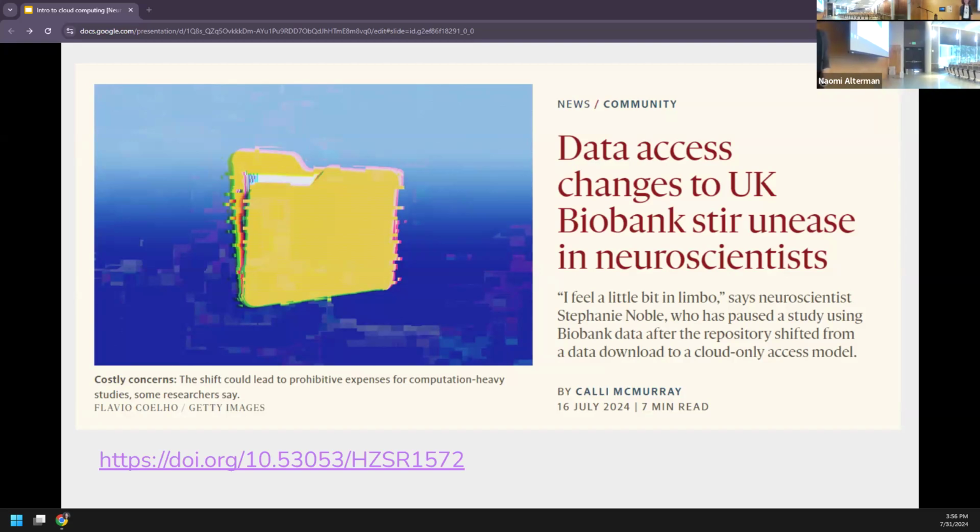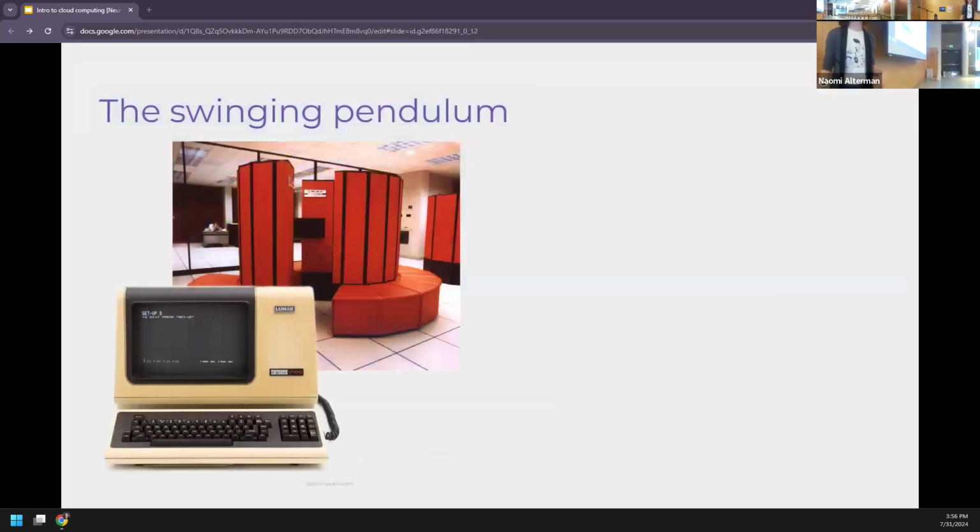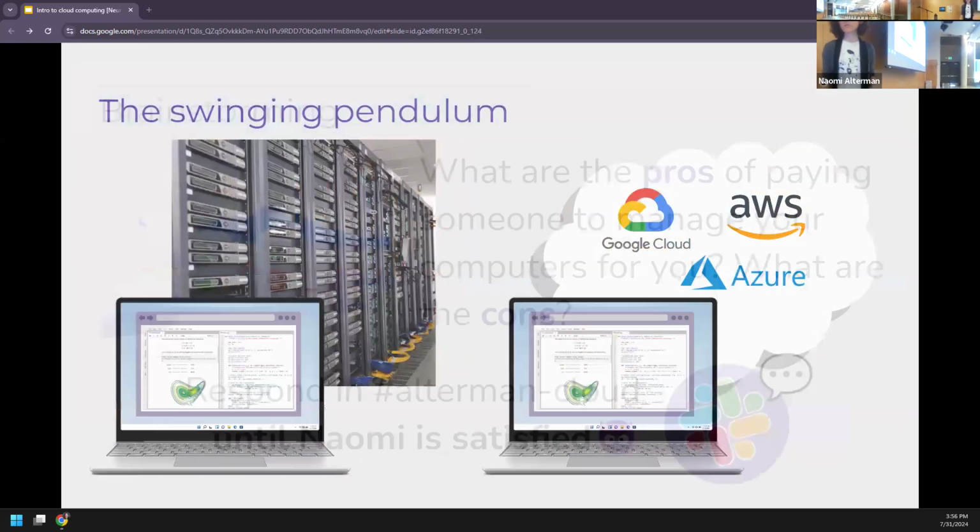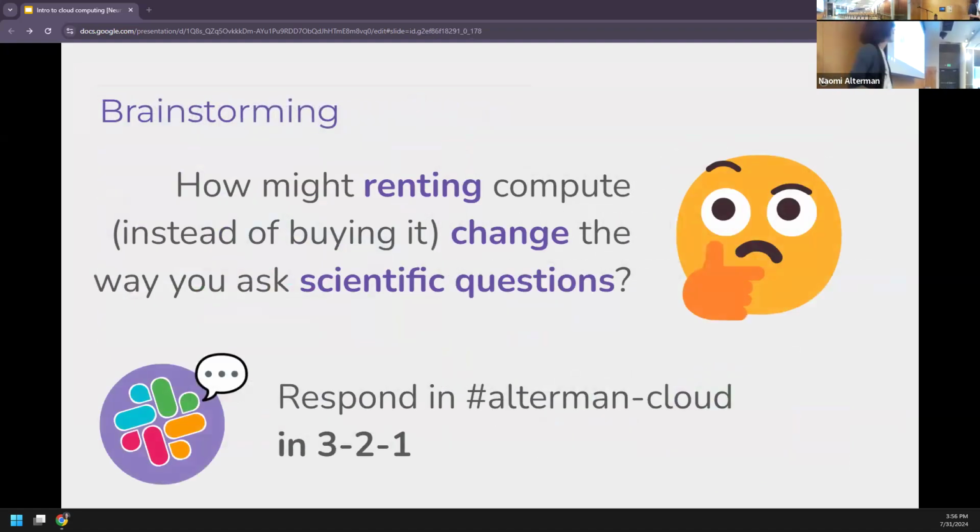It's tricky. Just to get a little bit more philosophical right before we get super concrete, I have one more prompt for all of you. This is a 3-2-1 prompt, so I want you to think about this and then hit enter when I tell you to. How might renting compute instead of buying it change the way you ask scientific questions?